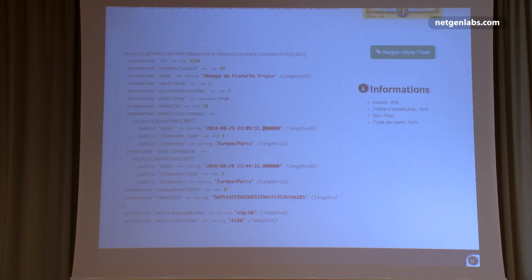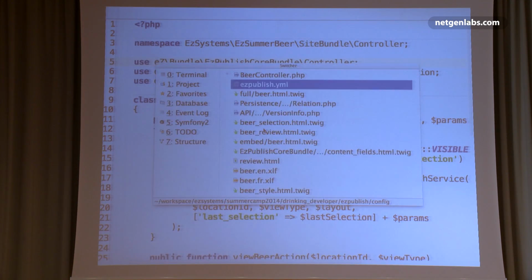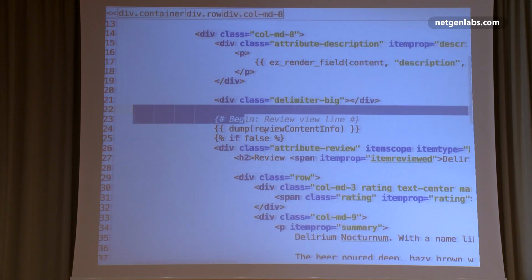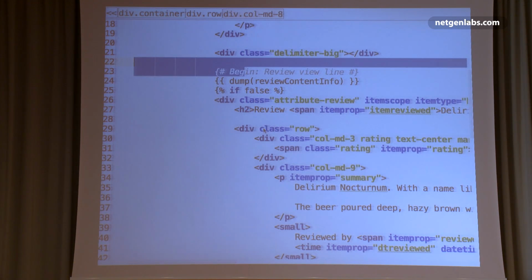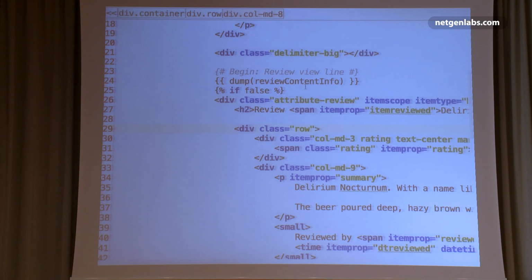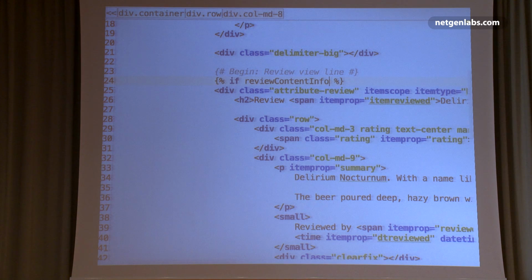Now that we have it, we can see that we can just do a sub request. That would be good. So we are just going to replace if false by just if review content info. It is interpreted as false if review content info equals null, like in PHP. It behaves the same way as PHP. It's even a bit more friendly.